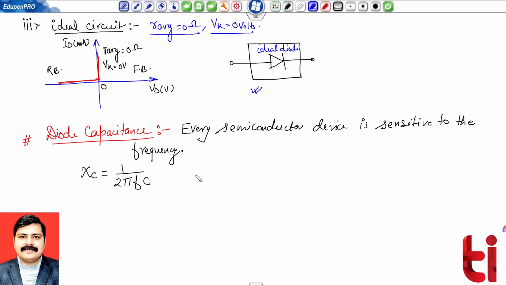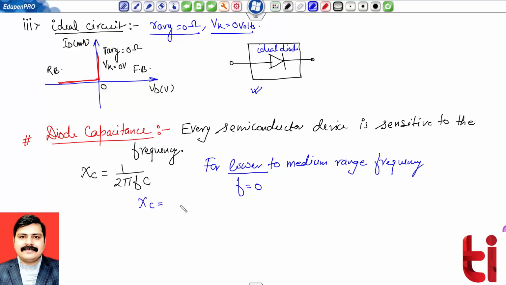Now for lower to medium range frequency, I'm considering the lower range, what will happen if f equals 0? You can just see over here, if f equals 0, Xc will be infinite. So Xc being infinite, it seems like an open circuit.